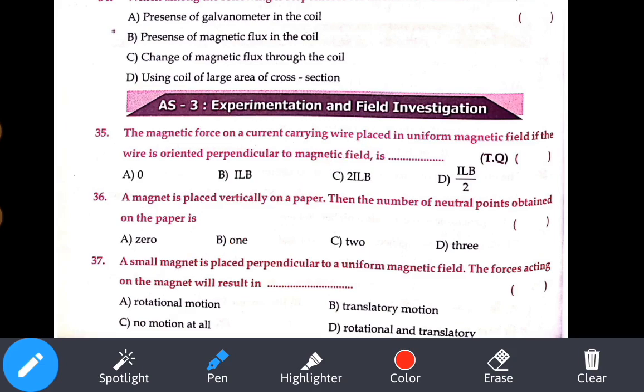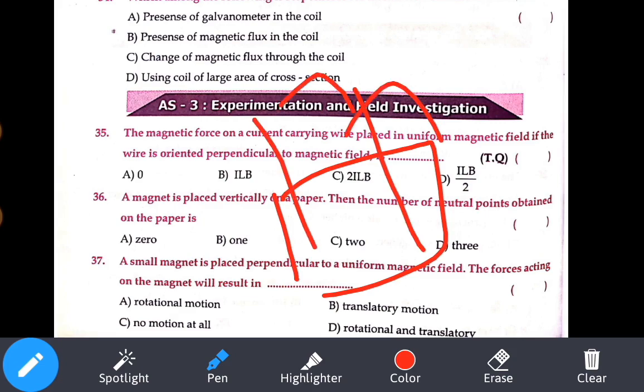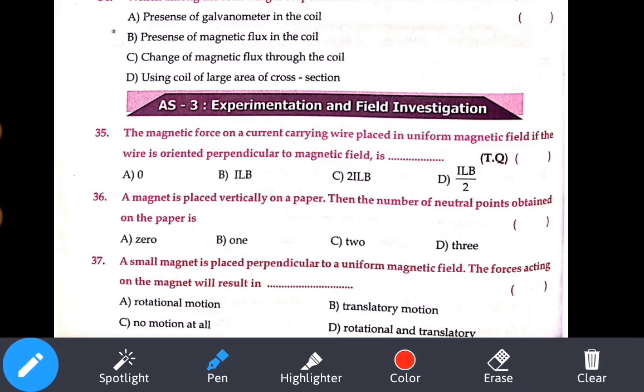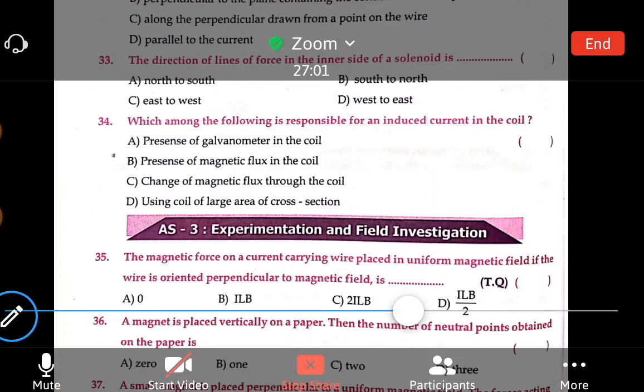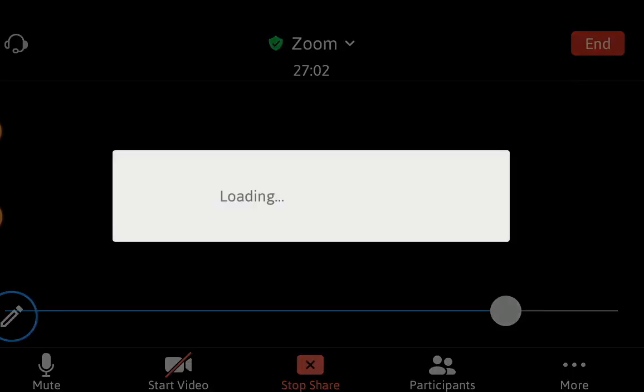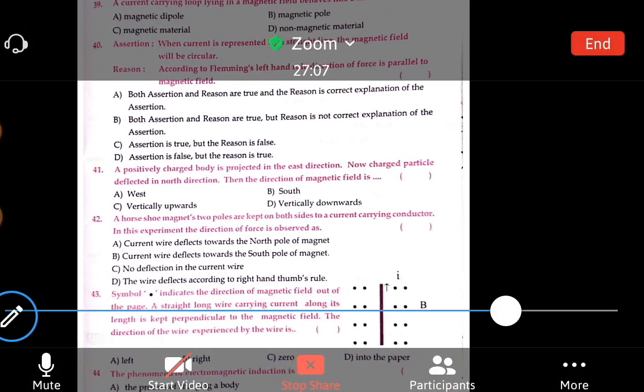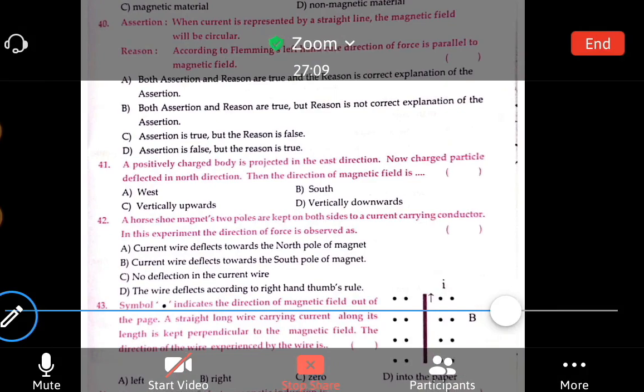A small magnet is placed perpendicular to the magnetic field. Then what will happen to the force acting on the magnet? The force acting on the magnet will make this magnet rotate. So rotational motion, option number A. Okay, still there are more. Let me zoom it.